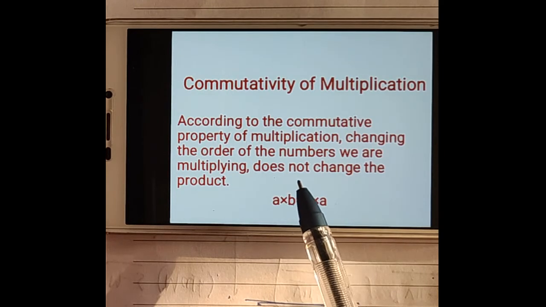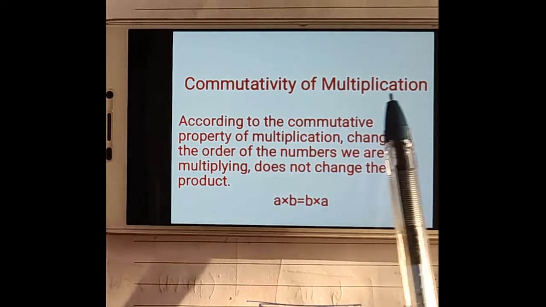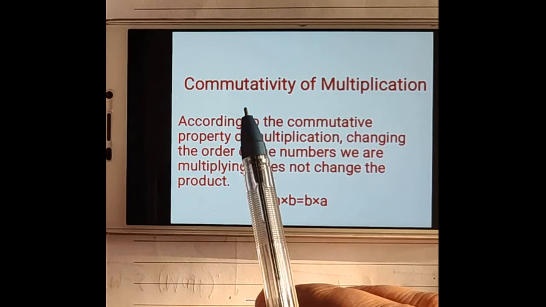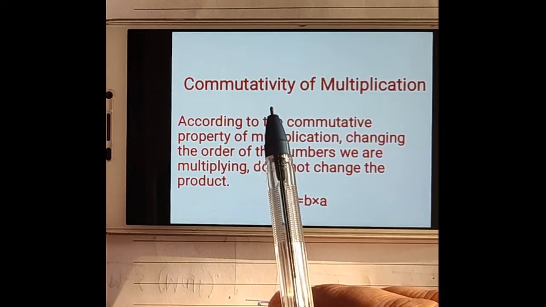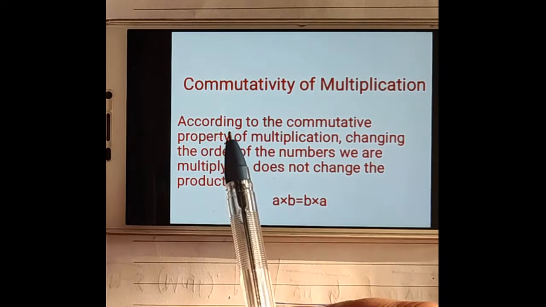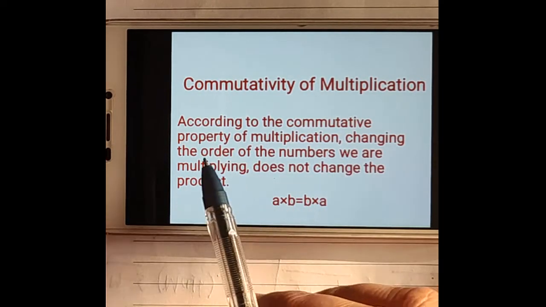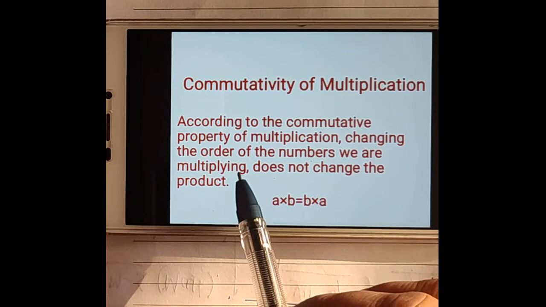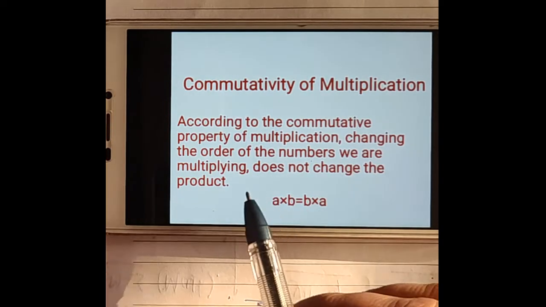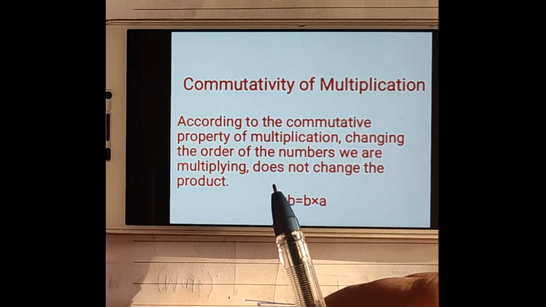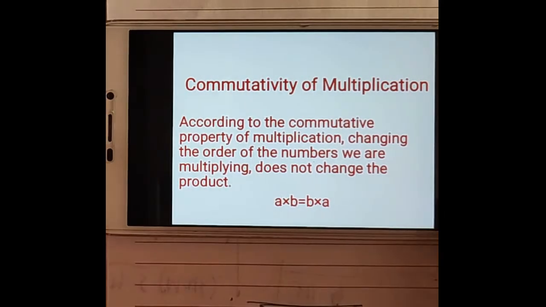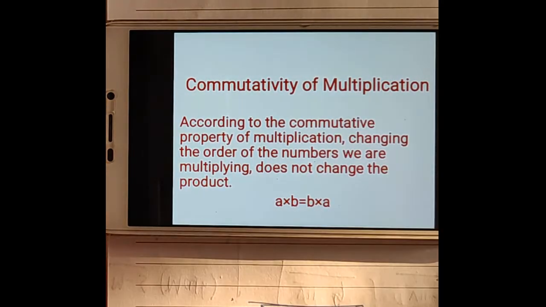If you are getting the same result, then that follows the commutativity of multiplication. Commutative means interchange or change. So it states that the property of multiplication, changing the order of the numbers we are multiplying, does not change the product. The product will be the same. Order means, suppose, 2 into 3 or 3 into 2, that is your order. 1 into 2 or 2 into 1, 2 into 0 or 0 into 2, these are the orders. The result will be the same. This follows the commutativity of multiplication.